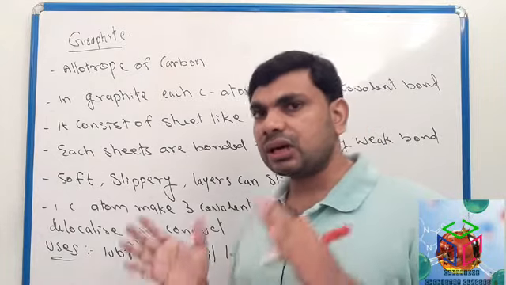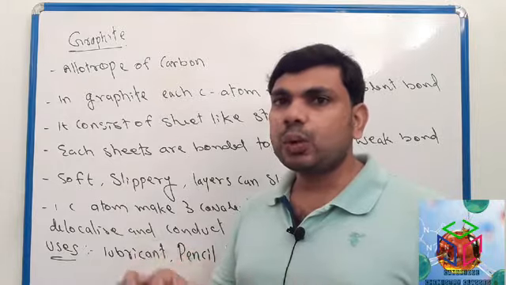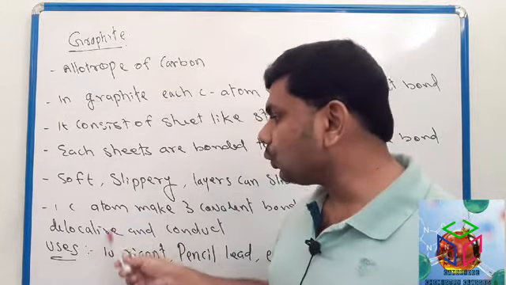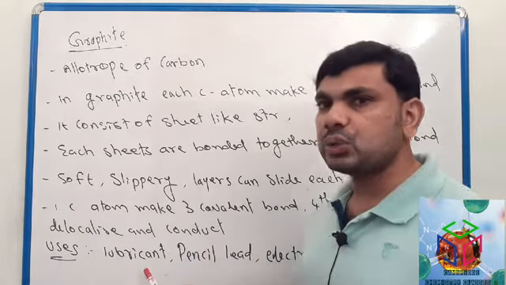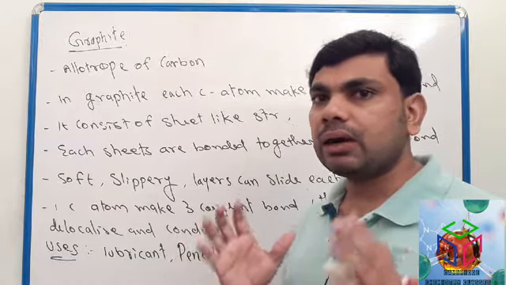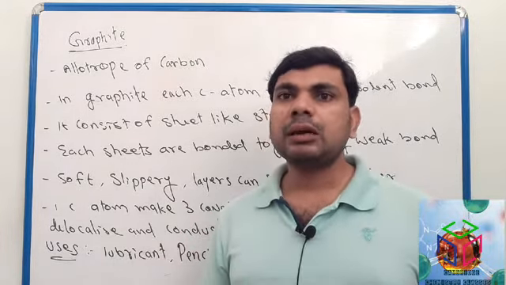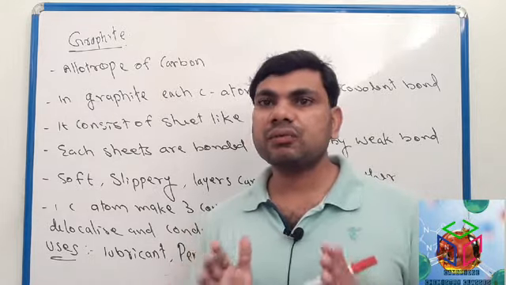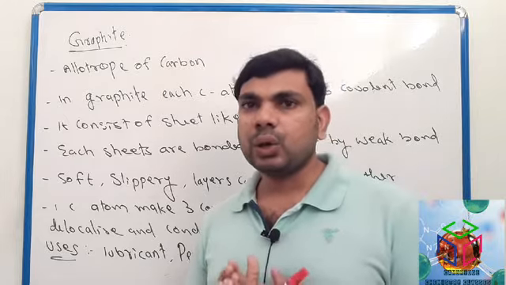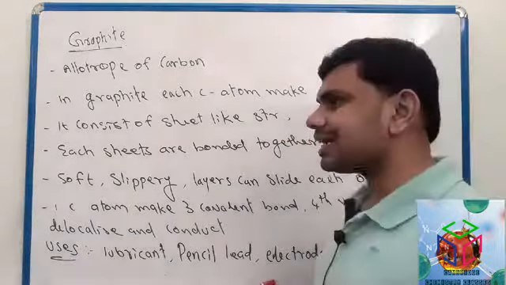In graphite, there are layers. These layers can slide over each other. That's why graphite is used as a lubricant. Also graphite is used in pencil lead. It is used as a lubricant because graphite consists of layers and these layers can slide over each other. That's why. Okay. Also another use of graphite is as an electrode.